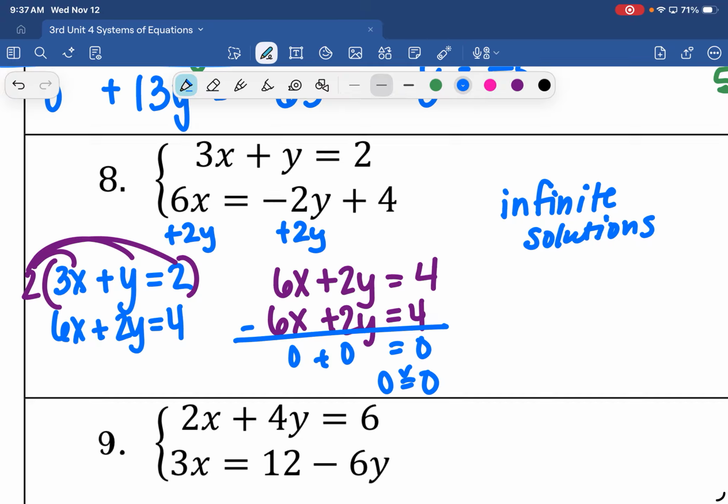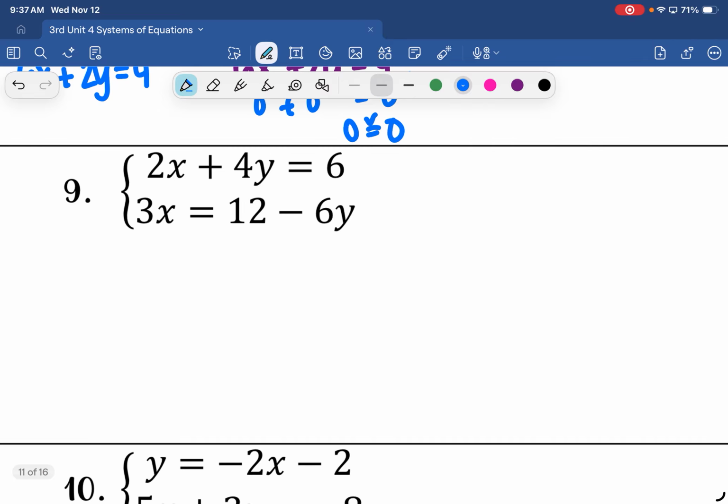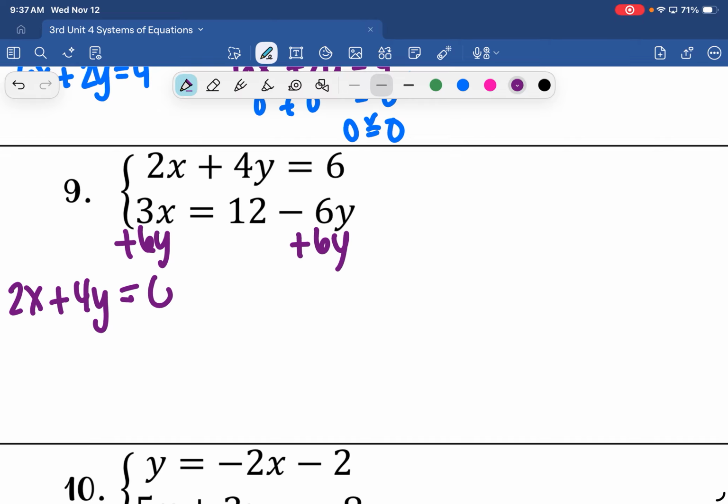Now, for number 9, is number 9 lined up? No. Okay. To line it up, plus 6. I need to add 6 on both sides. Not just 6, but 6y. So we get 2x plus 4y equals 6, because we did nothing to the top equation, but the second equation is going to become 3x plus 6y equals 12.